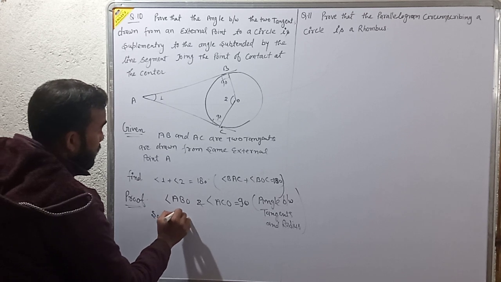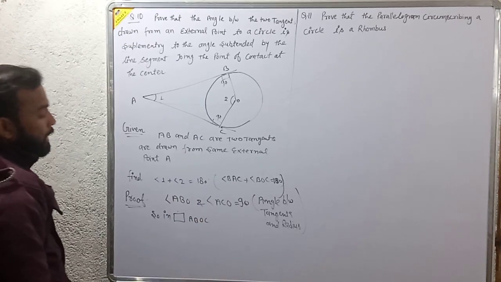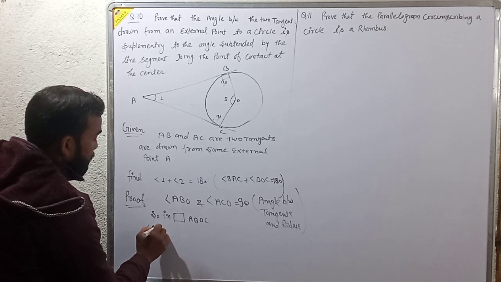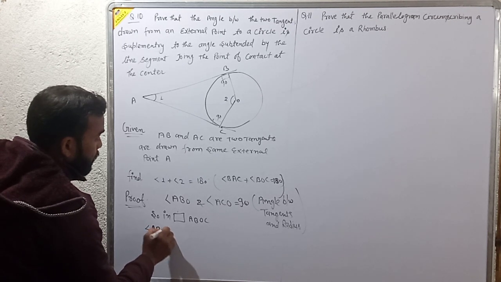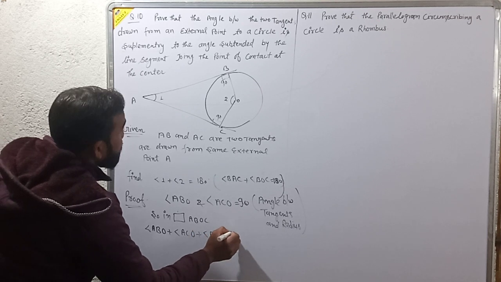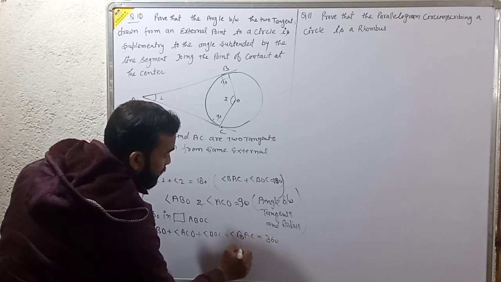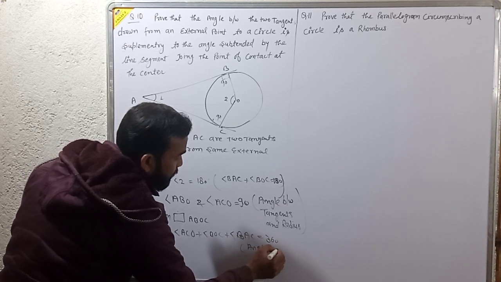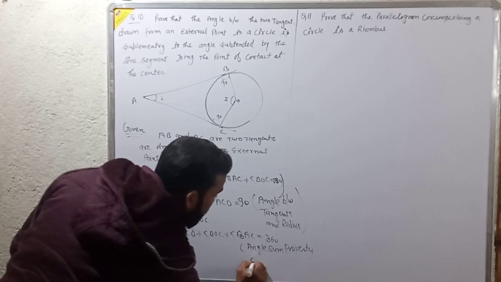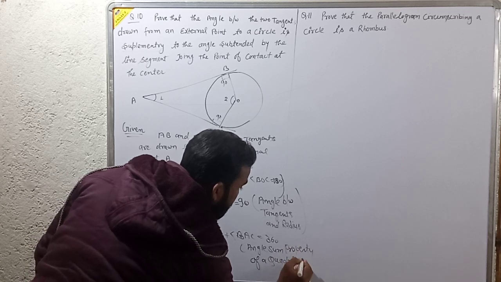So in quadrilateral ABOC, angle ABO plus angle ACO plus angle BOC plus angle BAC is equal to 360 degrees, by the angle sum property of a quadrilateral.